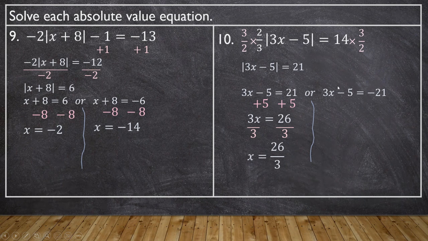For the right side, I have 3x minus 5 is equal to negative 21 now, okay? Still add 5 to both sides. Negative 21 plus 5 is negative 16. 3x is equal to negative 16. To solve for x here, I divide by 3. Negative 16 over 3, again, cannot be reduced anymore. So I have x is equal to 26 thirds, and x is equal to negative 16 thirds. Okay? So right here, that's super important too. Okay, we can't reduce these fractions.